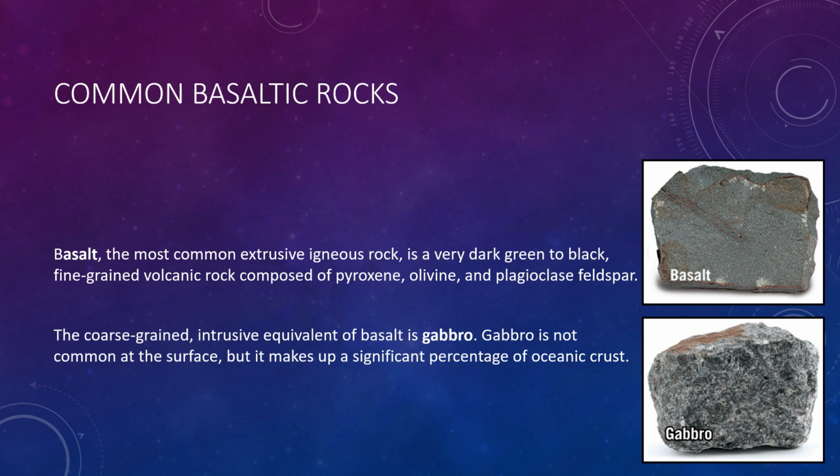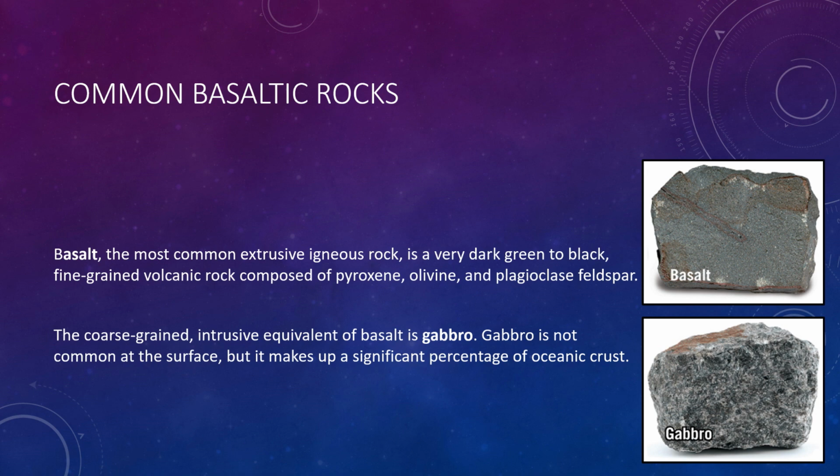The most common extrusive igneous rock is basalt, a very dark green to black, fine-grained volcanic rock composed primarily of pyroxene, olivine, and plagioclase feldspar. Many volcanic islands, such as the Hawaiian Islands and Iceland, are composed mainly of basalt. Furthermore, the upper layers of the oceanic crust consist of basalt. In the United States, large portions of Central Oregon and Washington were the sites of extrusive basaltic outpourings.